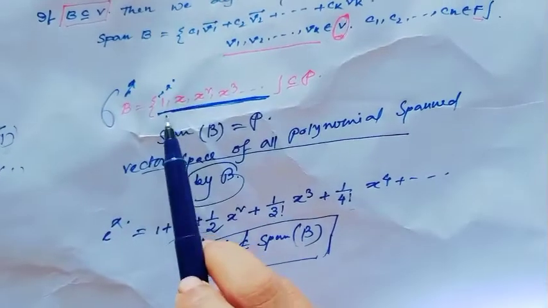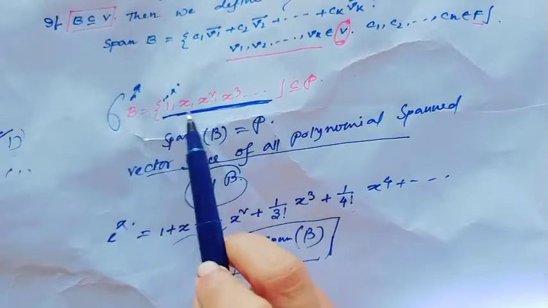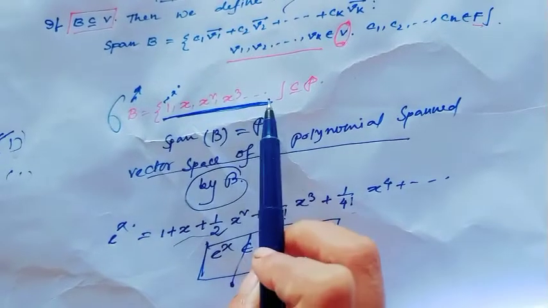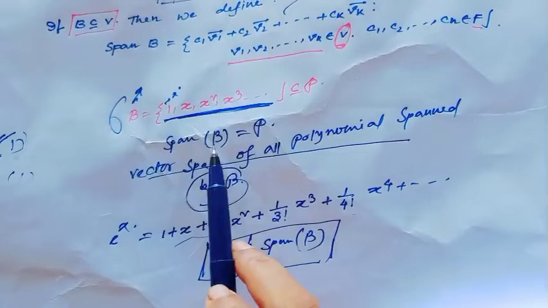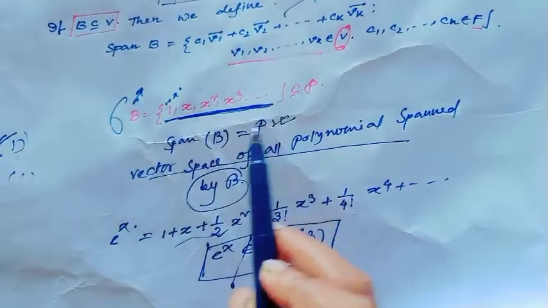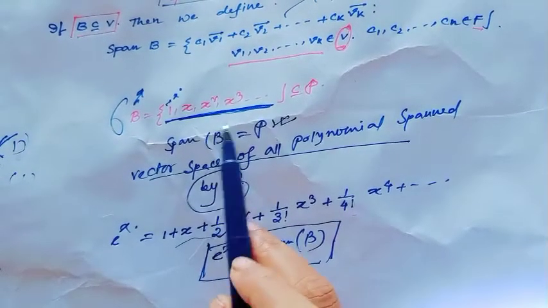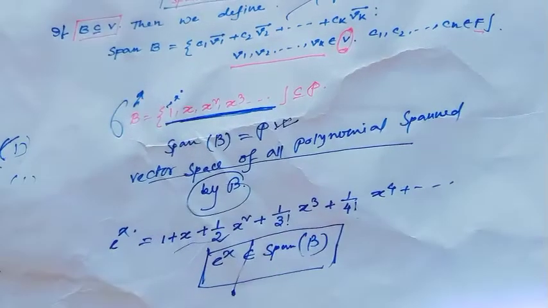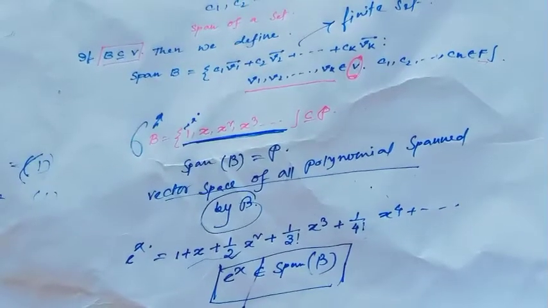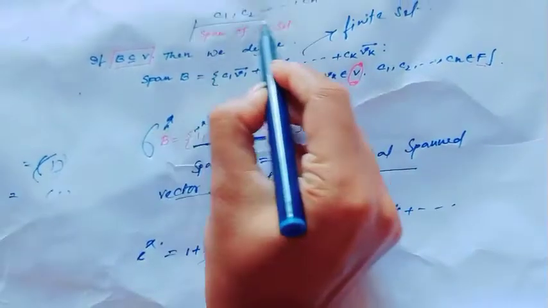Okay. Even though this set B contains infinitely many elements, to make any particular polynomial we use only finitely many elements in the linear combination. Okay? I hope all my viewers have understood the idea of the span of a set.